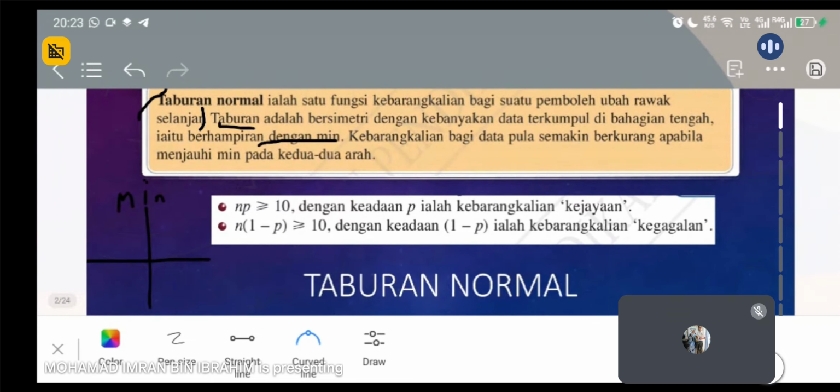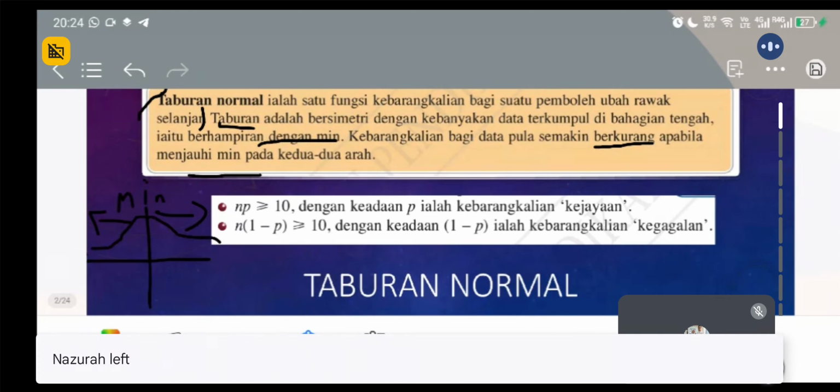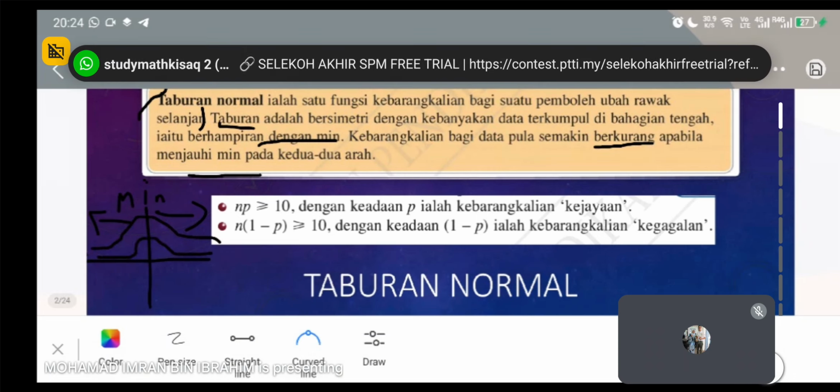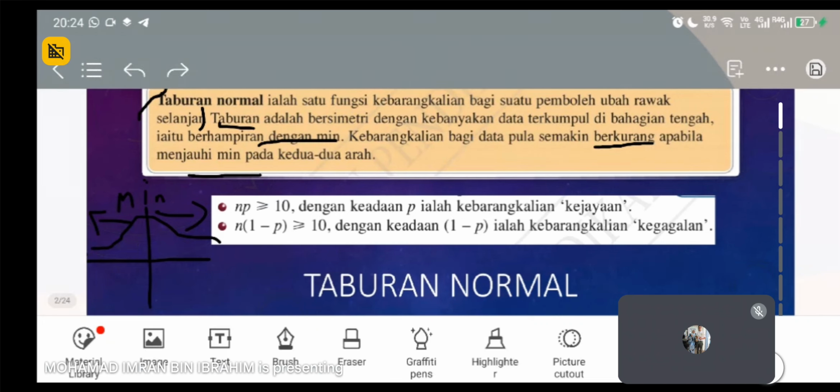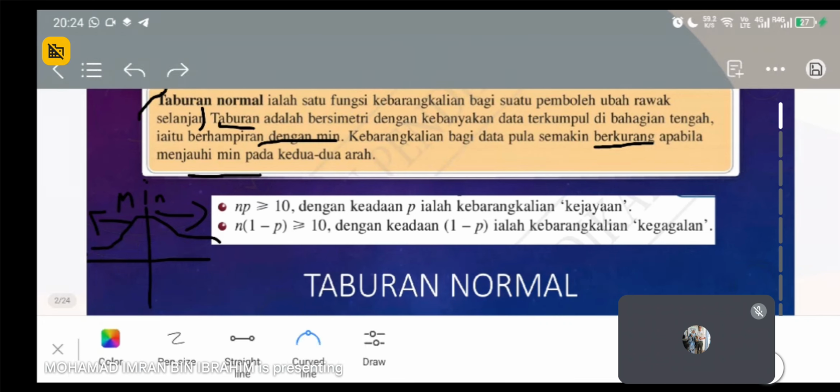So you can say the frequency of the data decreases as it moves away from the mean, in both directions. So you have this side and you have this side. So on either side, if it moves away from the mean, you can see this side compared with this one. Isn't it the same? Like that. Hopefully you guys can understand.